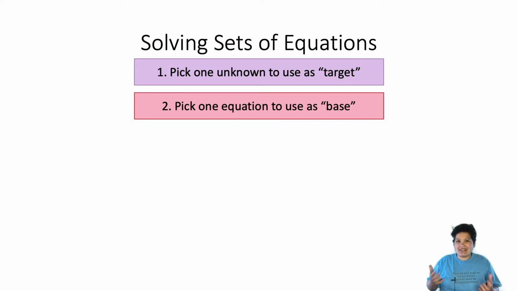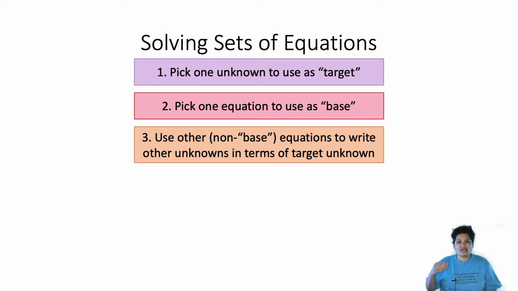You can technically use any equation as your base. You'll get better and better as you do more and more of these problems at picking out which one is the best one to set aside for later. The third step is to take your non-base equations, basically the ones you didn't set aside earlier, and rewrite all your other unknowns, the ones that aren't your target unknown, in terms of the target unknown concentration.